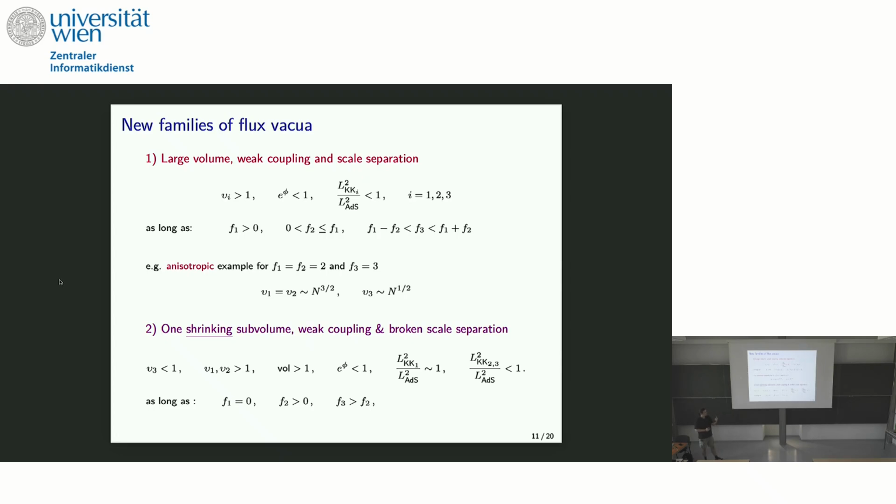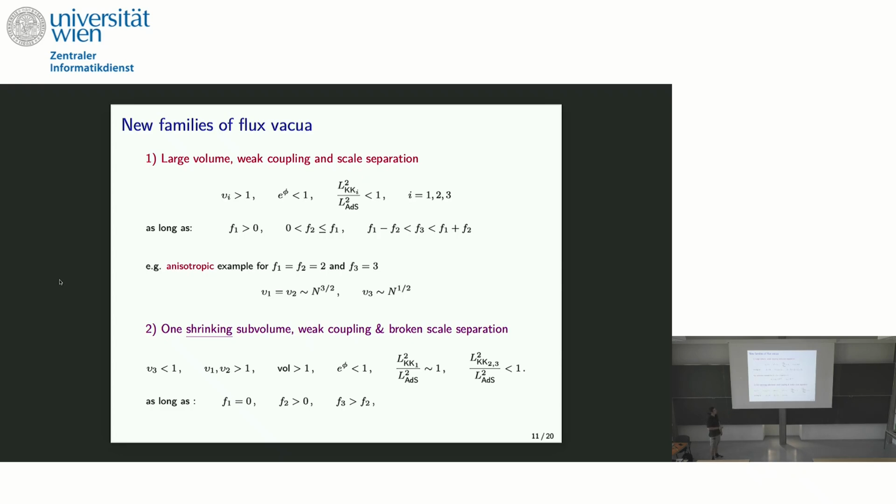So it seems that DGKT is just one solution in this family, and around DGKT, there is a landscape of flux vacua with different characteristics. All of them are classical and scale separated, but their geometry is different. Their internal space behaves differently, okay? So here is a simple example. If I set F1 and F2 to be equal to 0, and F3 to be equal to 2 and 3, I see that for large values of n, the subvolumes will behave differently, okay? But still, we are in the large volume regime.